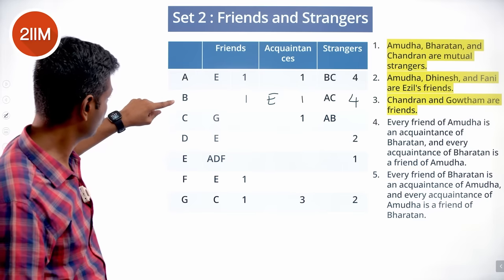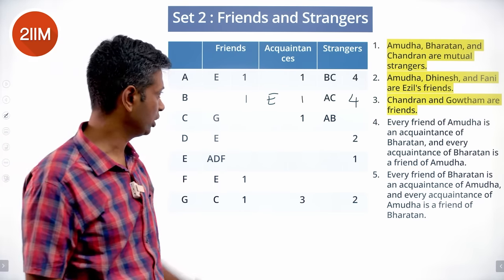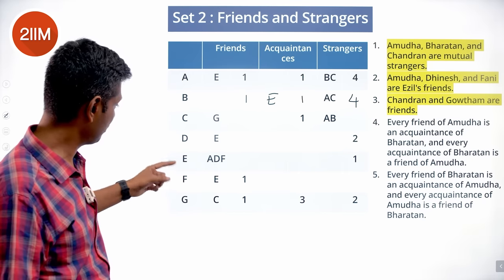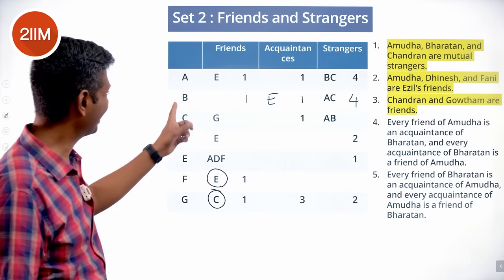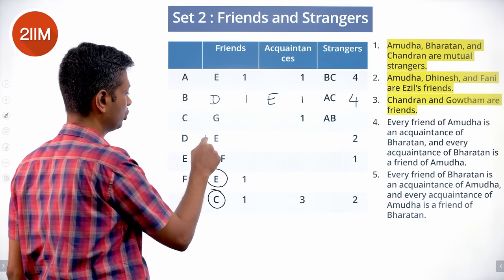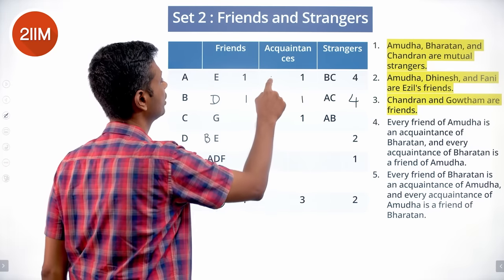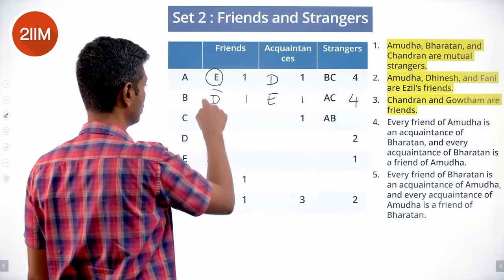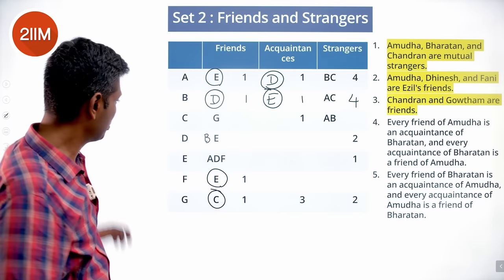Bharatan has one friend, which is not A, which is not C, since A and C are accounted for here, which is not E, because E is an acquaintance. We have D, F, G remaining. F and G have been accounted for. So the one friend that Bharatan has is D. So once we put a D here, we should put a B here. Lovely. So this D sits here. Super helpful, because we've now knocked this off completely. Right? Let's build on this.